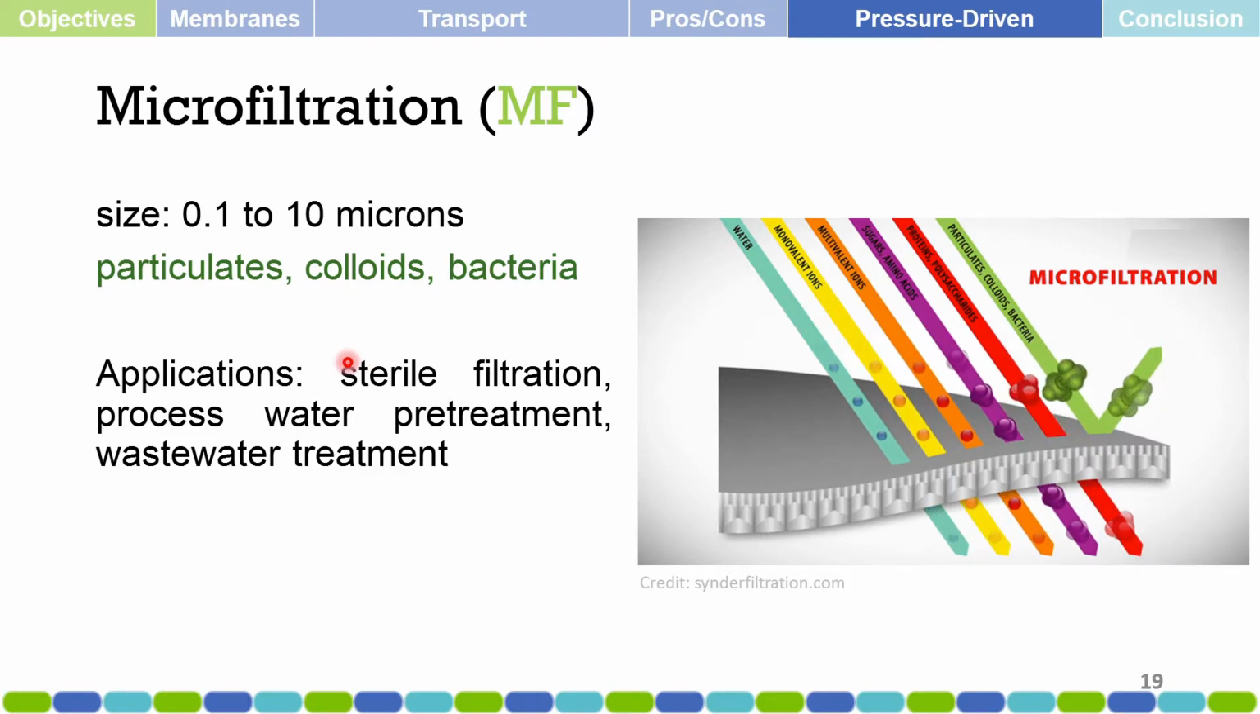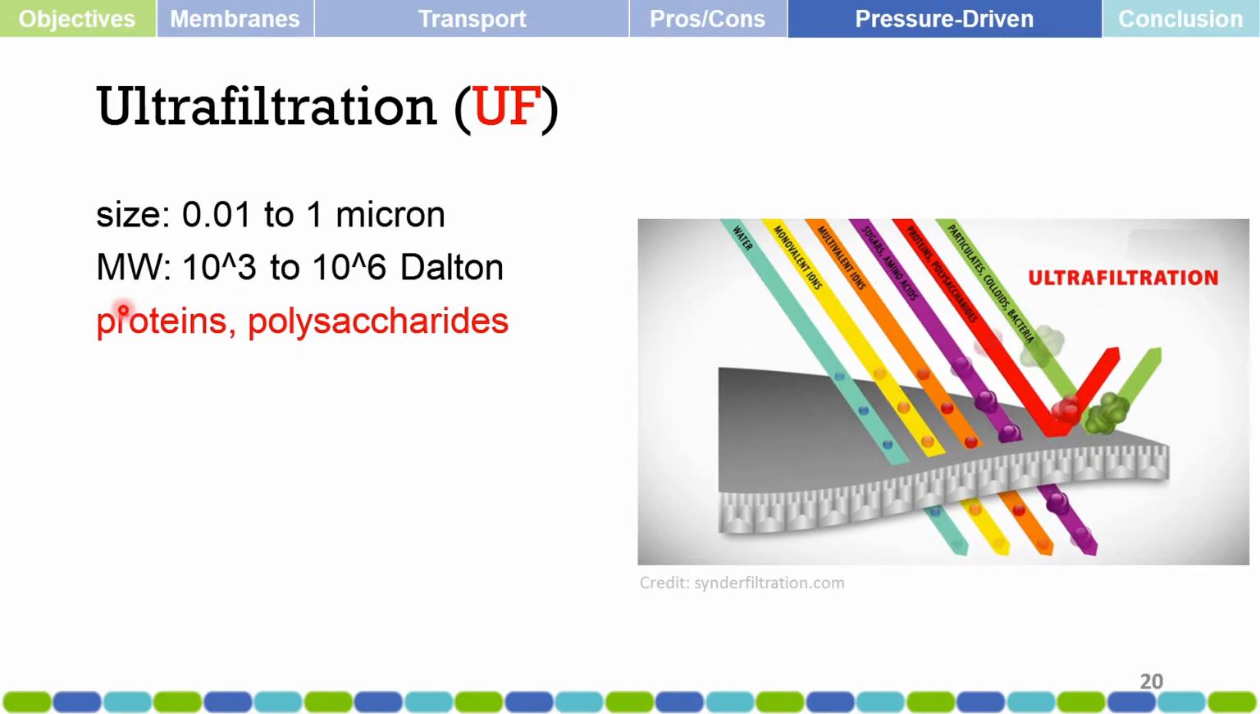So you avoid contamination from microbes and other unwanted microbiological organisms. So microfiltration, they filter microbes, so particulates bigger than the size of microbes. So we move to ultrafiltration.